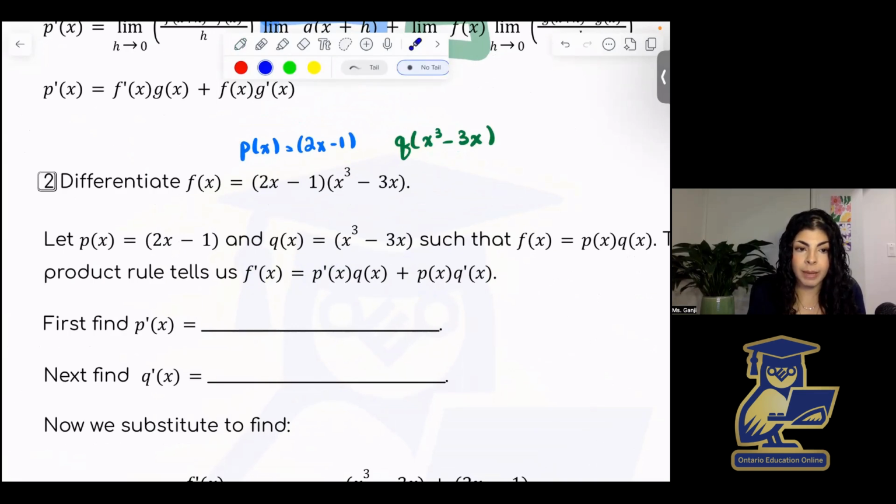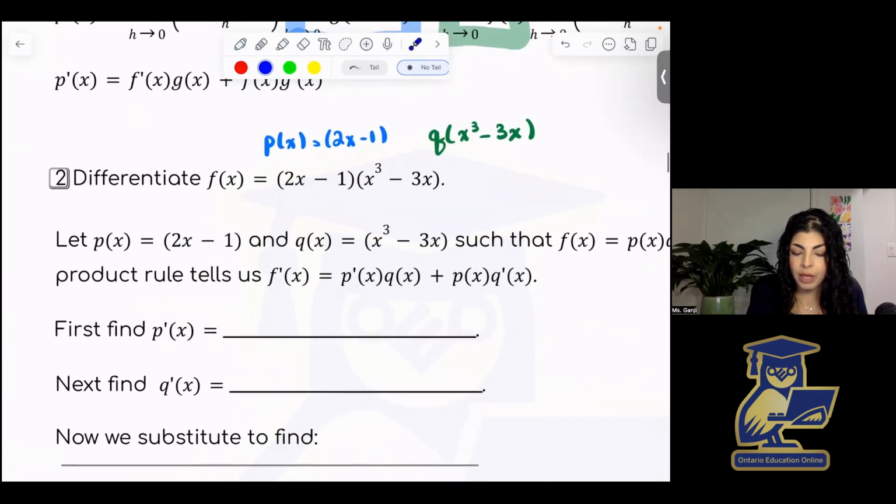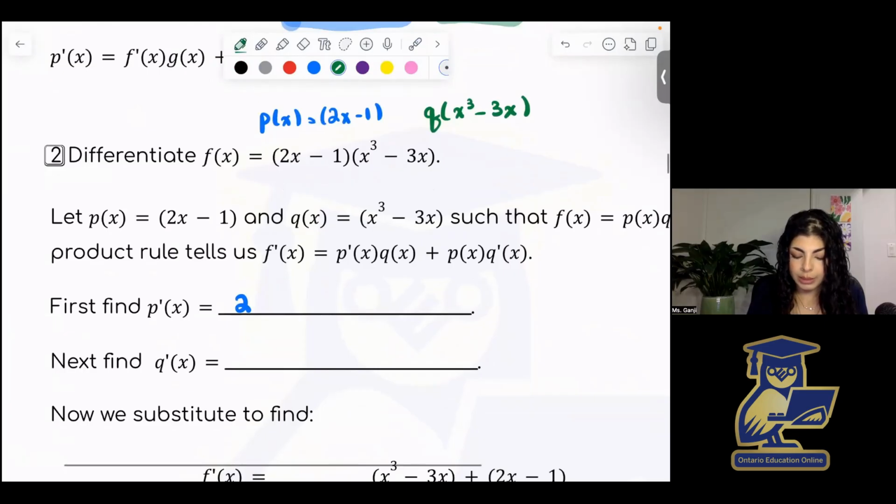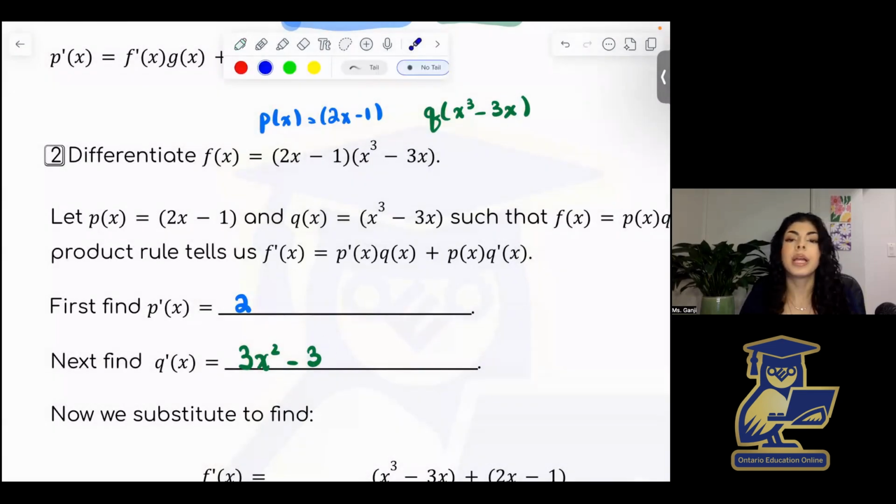So let's work piece by piece. We're going to find the derivative of each of those. So p prime first, or derivative of p, is going to be 2. The reason for that is the negative 1 is just a constant, it'll be 0, and 2x, the derivative by now we know is 2. Now, for q of x, the derivative is going to be, the first part is 3x squared by the power rule, and this is a difference, the difference rule, so negative 3, and the 3 is just because negative 3x, or 3x, would just be 3. Because dx by dx is 1.